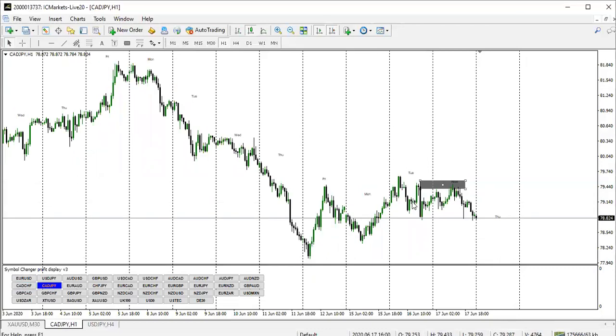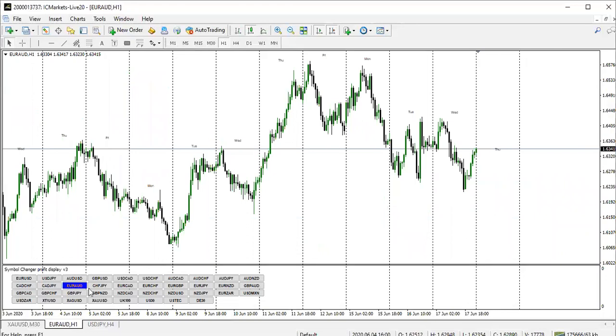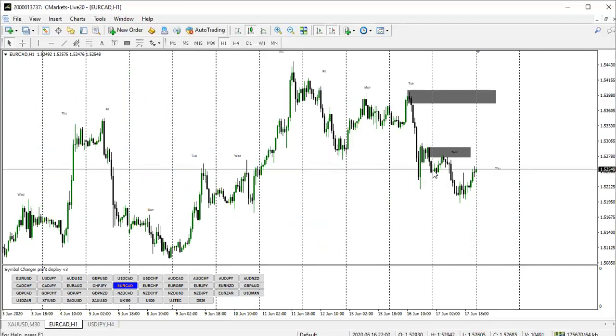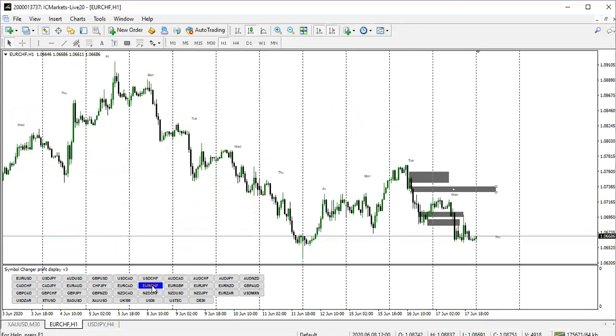CAD JPY, that's 7 to 2. Euro AUD, CHF JPY, and just like what I said, this actually gave an entry. And then, well, let me just leave that. So that's 7 to 2. That's where we are. Then this 8 to 2, right?